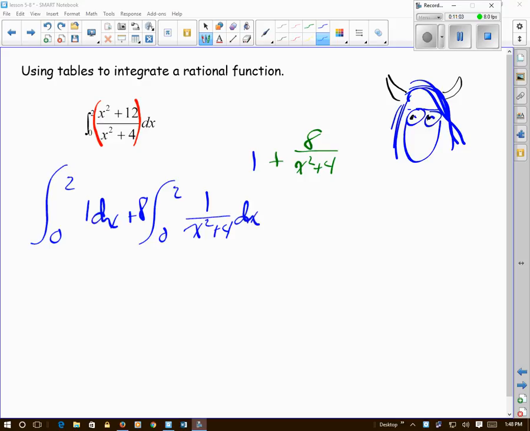Now let's look at our tables again and see if we can find something. We know the left side of this we can do easily. But look in the table for something relating to the right side. So that we see that number 17 fits very nicely here. And our u is just going to be x. We don't have to worry about the du dx thing. And our a value is 2.